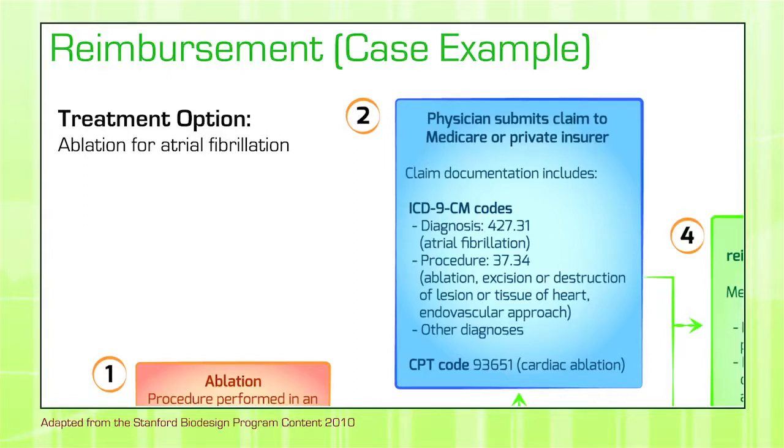And of course, if your specific device requires another type of procedure that is not included in the definition of 37.34 for ablation and endovascular approaches, you can take a look at other diagnoses and other treatment options that are included in these codes. After that, you're going to find a CPT code, in this case 93651, which is a cardiac ablation CPT code specifically. And with this information, we can move to the next stage, which is the 4.